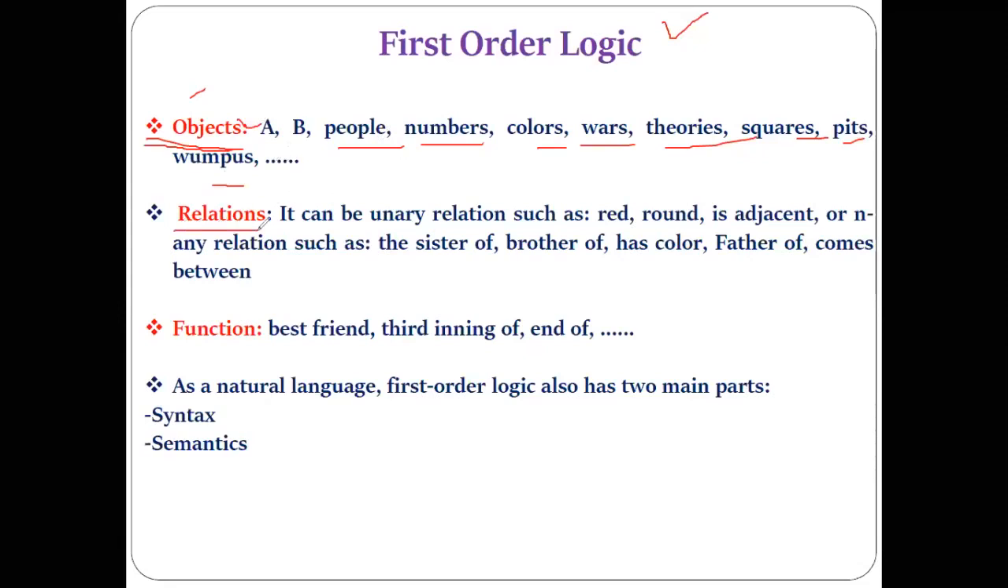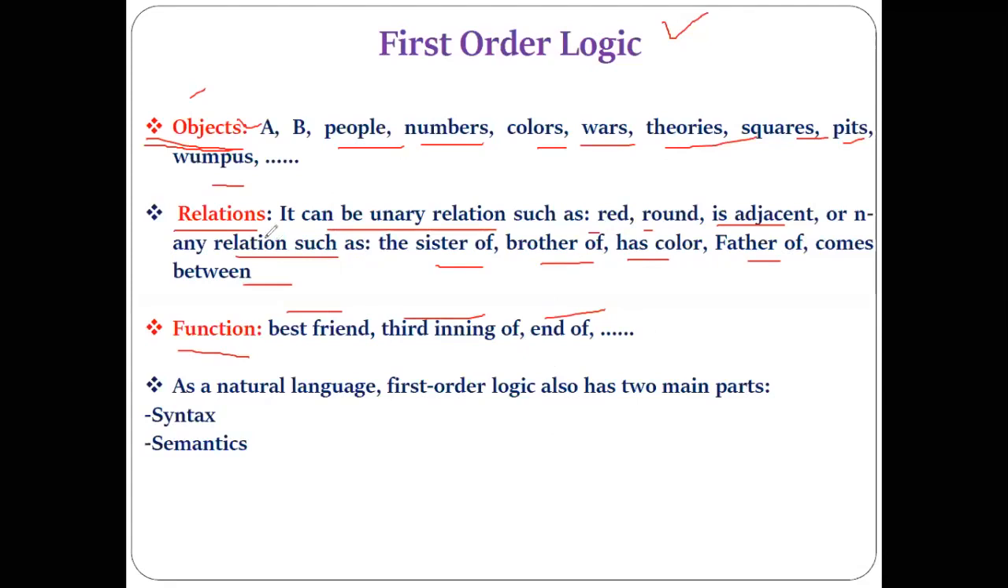Then there are a number of relations available in the world. It can be a unary relation such as red, round, is adjacent, or any other relation like sister of, brother of, friend of, has color, father of, comes between, like this. So these things are present in the world. There are also different kinds of functions, properties and characteristics, like best friend, third inning of, end of. These different categories of things, functions, are present in the world.